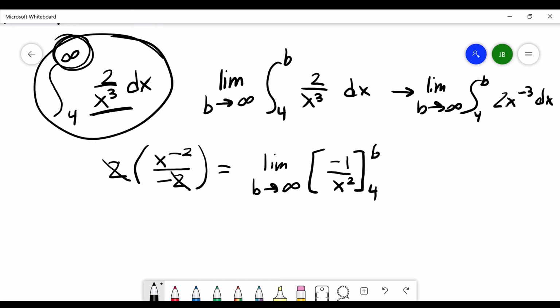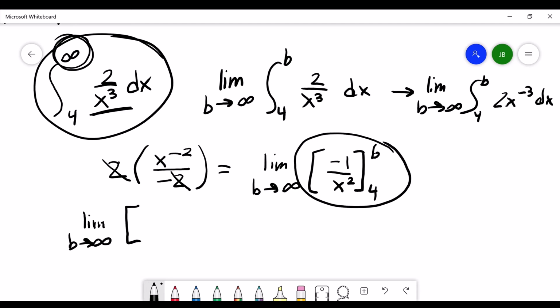Okay, now we're ready to plug in, we're ready to expand this, in other words. So let's see here, we have the limit as b approaches infinity. Remember, what does this equal? This equals the expression evaluated at b minus the expression evaluated at a. So we have negative 1 over b squared plus, because minus to minus, 1 over 16, right?